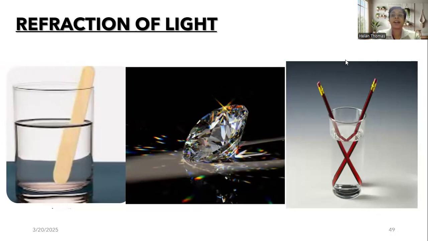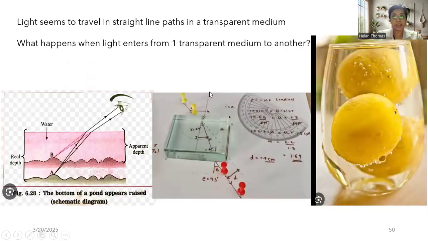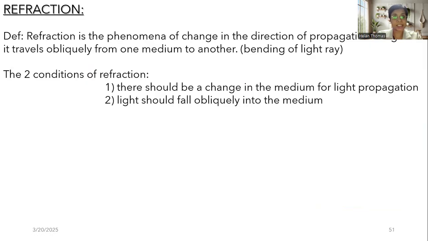Hi, my dears. In this session, we'll be discussing the refraction of light. We learned that light travels in a straight line path in a transparent medium. And here we see what happens to the ray of light when it travels from one transparent medium to another transparent medium. These are phenomena that could be explained by the refraction of light. So we'll come to these explanations a little later.